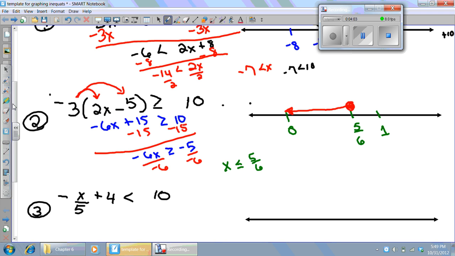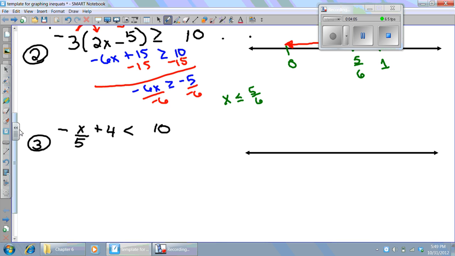Okay, one more example, and that will be the video for tonight. Real easy stuff. Two-step inequality. I'm going to subtract 4 from each side. And when I do that, I'm going to get negative x over 5, which is less than 6. And then I'm going to multiply both sides by negative 5.